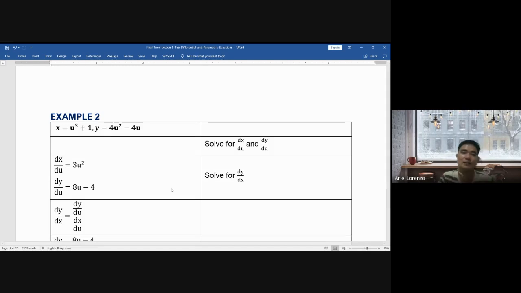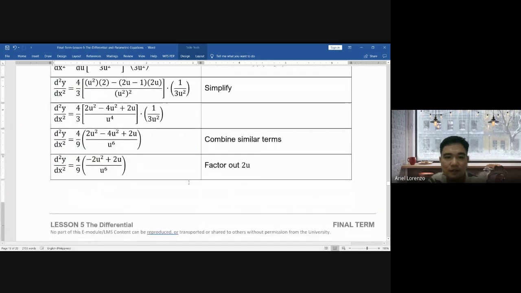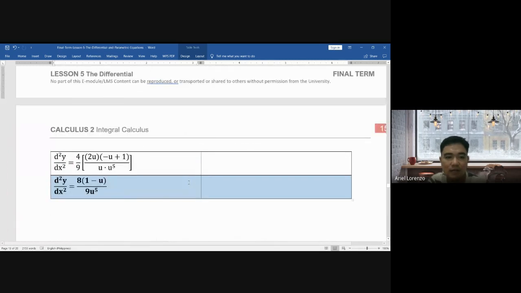Okay. So, kunin natin class ang dx all over du muna. So, i-rewrite ko na lang dito para tayo ang mag-solve. X is equal to u cubed plus 1. Then y is equal to 4u squared minus 4u. Ayan, may nag-message, 9u squared. Let's check. Wala, iba.